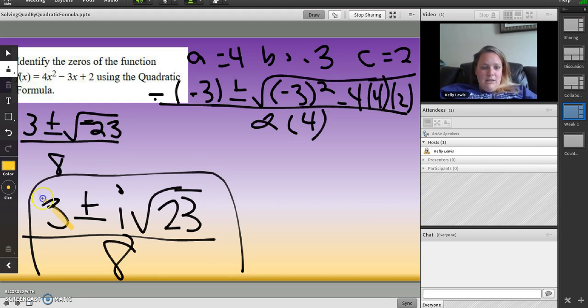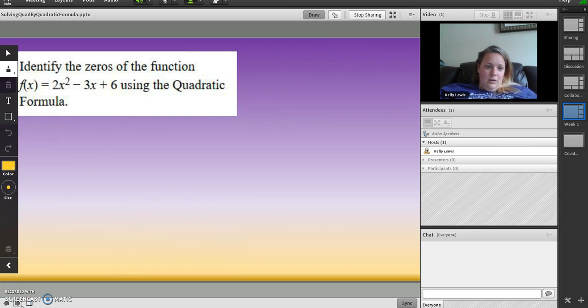Can't do anything else because 3 has an invisible 1 right there, and 8 can't be reduced. If it was like, I don't know, 4, 2, and 8, we could reduce all of that, but we can't. So we're done with that. 3 plus or minus i square root 23 over 8. All right, let's do this again.